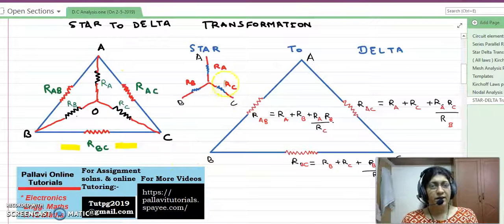Fine. Now, given Ra, Rb, Rc, we have to find out Rab, Rac and Rbc. Now the resistor Rab is connected to two resistors Ra and Rb. What should its value be?